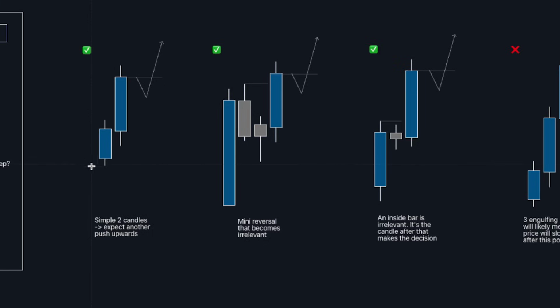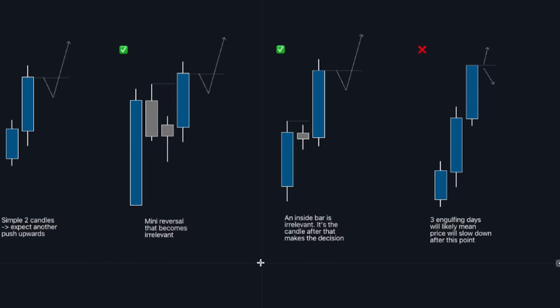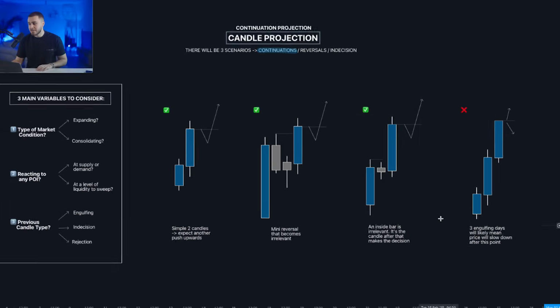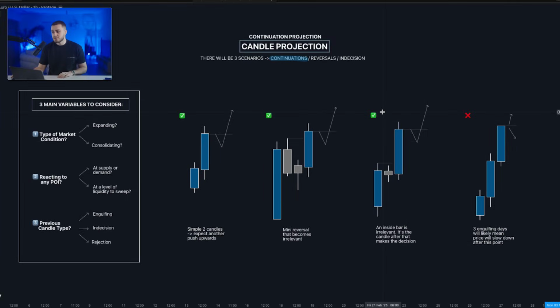So here, in the first one, we've got 2 engulfing candles. In the second example, we've got a rejection candle plus an engulfing candle. And then on the third example, we've got an indecisive candle plus an engulfing candle. If you can align with all of these 3 examples, you will typically see price give you that little pullback and continue towards the upside.